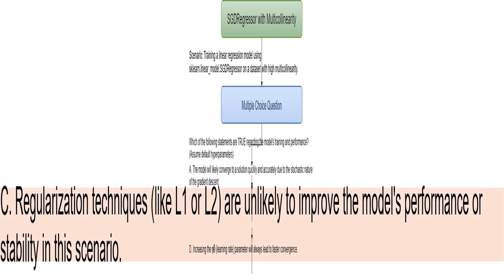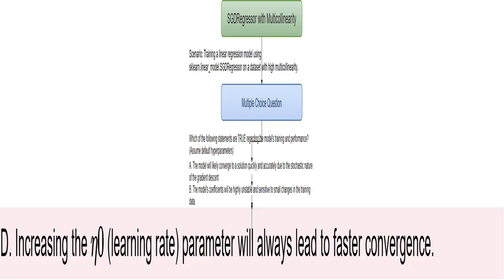This is false. Regularization techniques like L1 and L2, lasso and ridge regression respectively, are specifically designed to handle multicollinearity. They add penalties to large coefficients, making the model more stable and improving its generalization performance. I would recommend using these. This statement is false. Eta0, the learning rate, controls how big of a step the model takes during gradient descent. A very large learning rate can cause the model to overshoot the optimal solution and fail to converge. A small learning rate may lead to slow convergence. It's not a simple relationship. Finding the right balance is crucial.